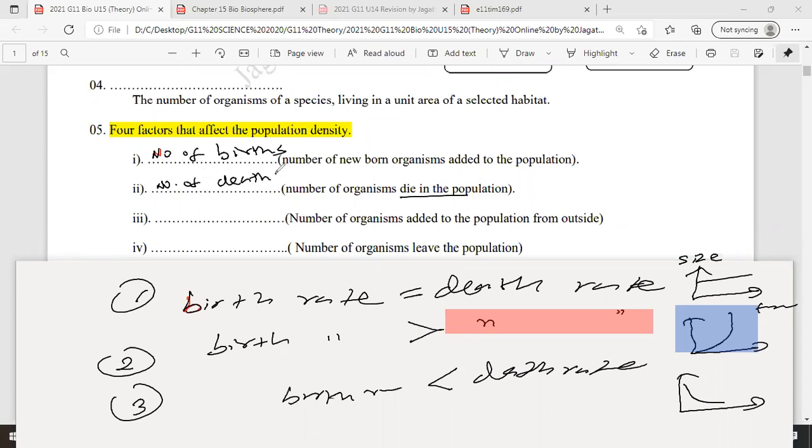Next one, number 3. This is very important. Number of organisms added to the population. That means what? Something like this. The human population in Sri Lanka can increase if USA citizens are waiting to get a visa to come to Sri Lanka, to settle, to get PR in Sri Lanka. Australians, European countries, Finland, Netherlands, Ukraine, so they are trying to come to Sri Lanka and settle here and get PR and visa.